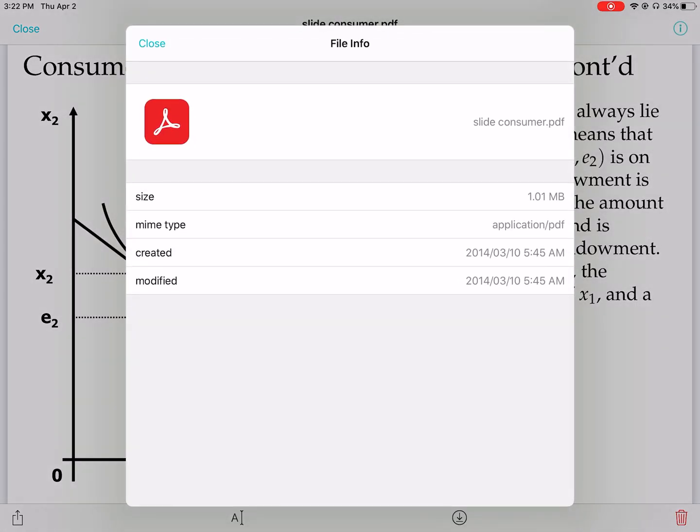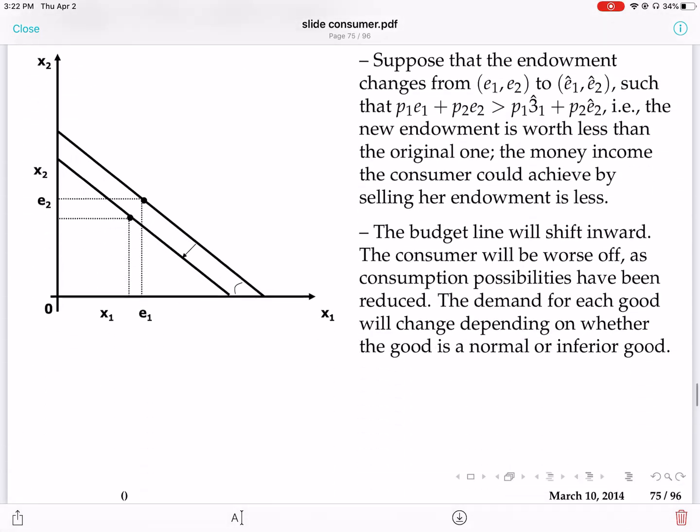There's got to be a way to write down on this one. Okay, anyway.